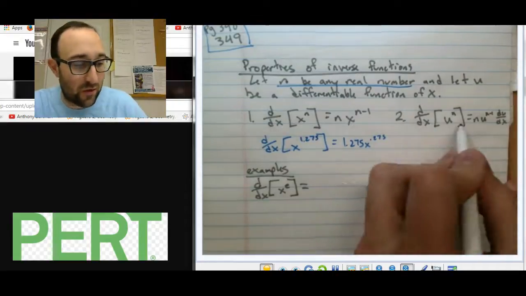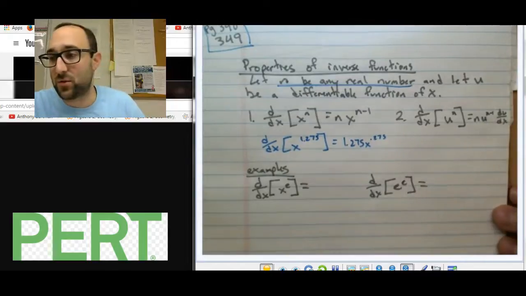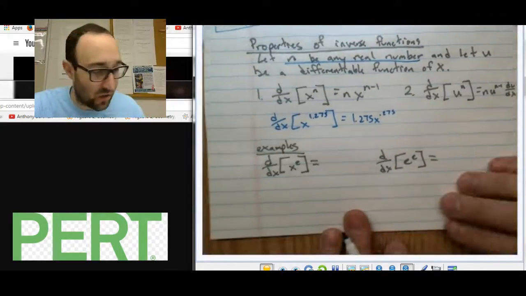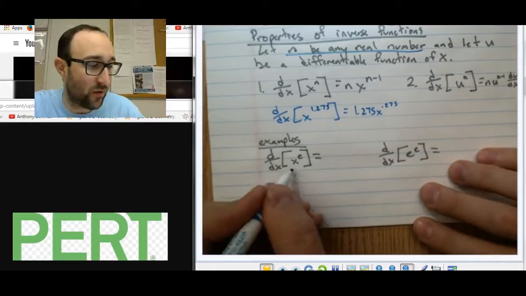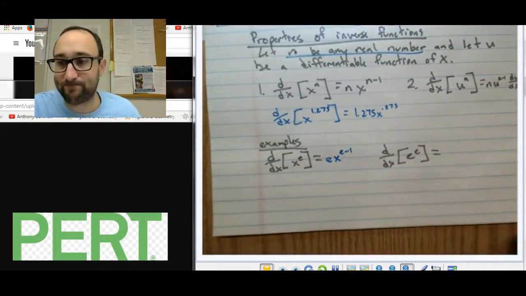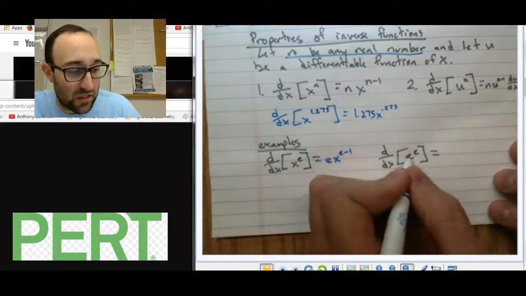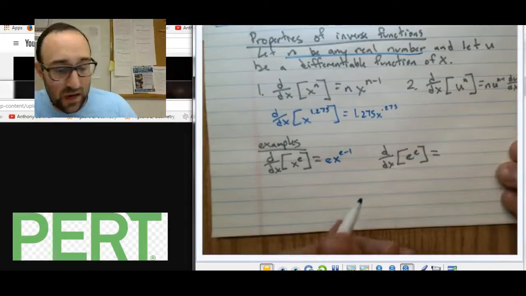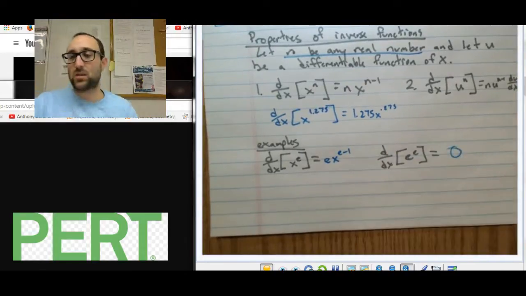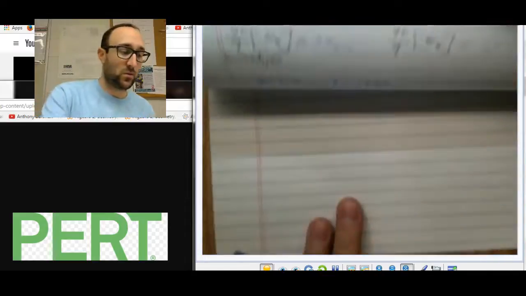And the same deal with this one. d dx of u to the n is n times u to the n minus 1 times the derivative of u. So here's a couple examples. The derivative of x to the e is going to be e x to the e minus 1. There you go. And what about the derivative of e to the e? Well, e is a number to another number. It's going to be a constant. So what's the derivative of a constant? It is 0. That is correct. Very good.